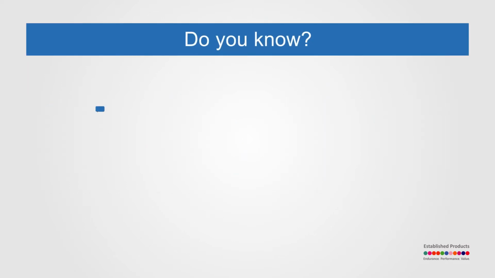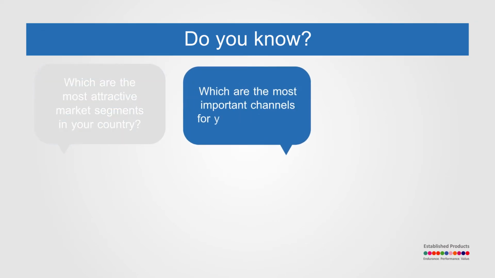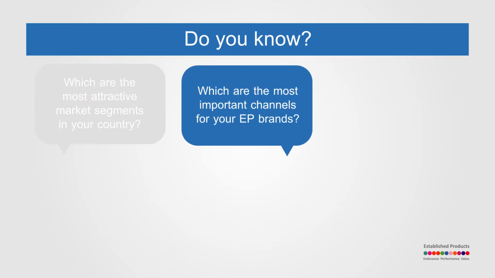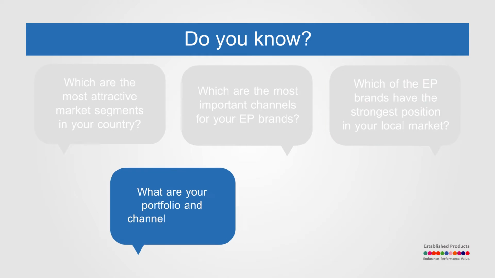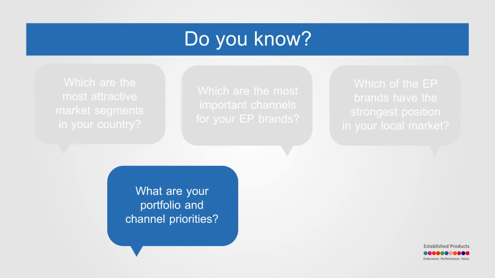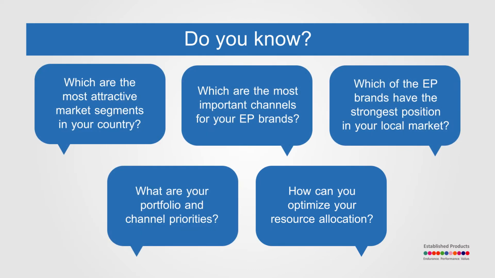Do you know which are the most attractive market segments in your country? Which are the most important channels for your EP brands? Which of the EP brands have the strongest position in your local market? What are your portfolio and channel priorities? How can you optimize your resource allocation? The Portfolio Strategy e-learning module will help you answer all of these questions.